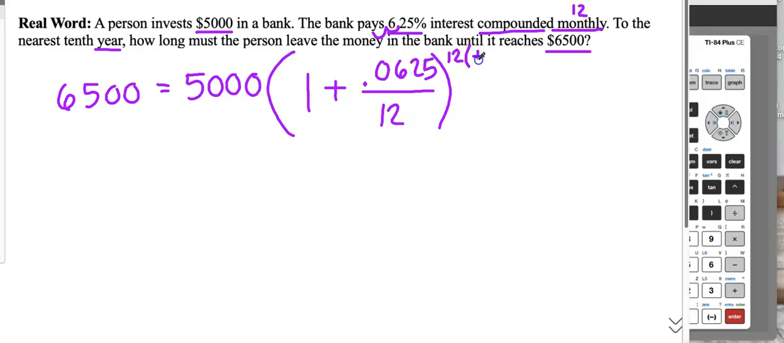So I don't know the time. I have no idea how many years it's going to take for me to earn $1,500. So we're just going to solve this equation, and that'll tell me the answer. There's two ways. You could divide by 5,000 first, but I like to simplify the parentheses first. So step 1, in my opinion, is to type this in the calculator, but leave the exponent out there.